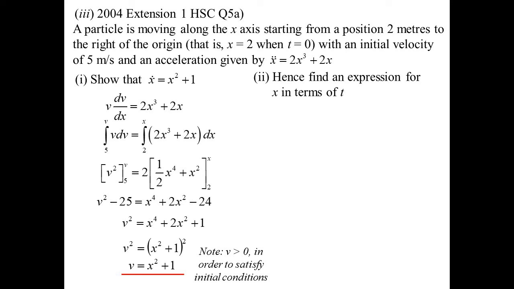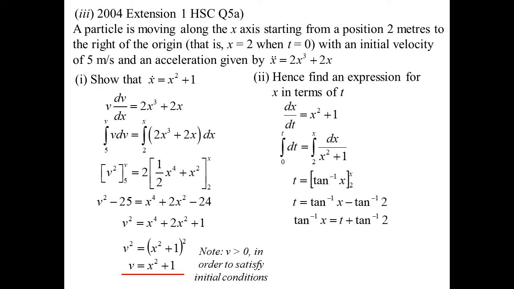Hence, find an expression for x in terms of t. It's very similar to the last example. Well, dx/dt then is x squared plus 1. Separate the variables. Right hand side, inverse tan function we'll get, won't we? Inverse tan of x, x from 2. So t equals inverse tan of x minus inverse tan of 2.